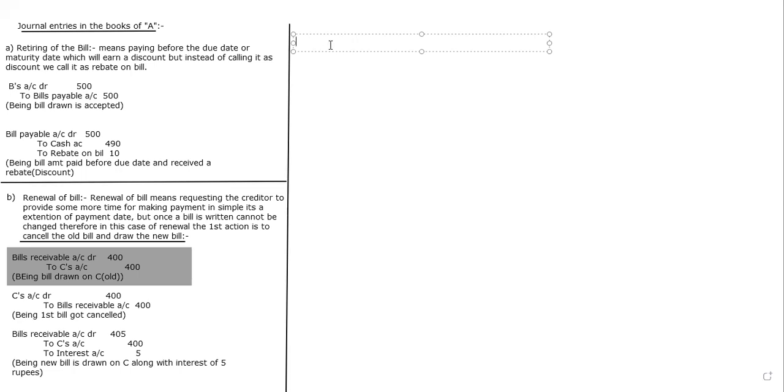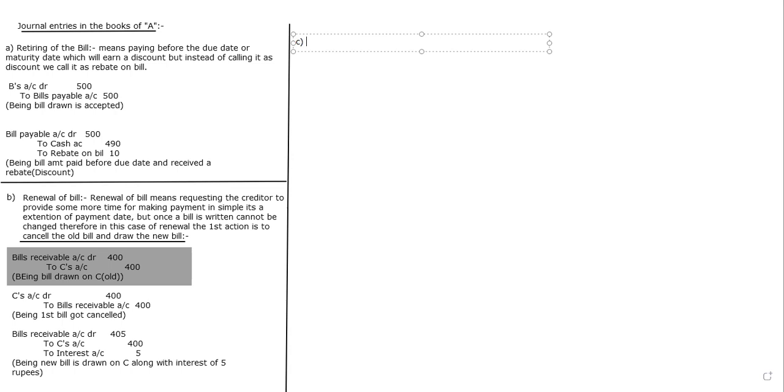That's correct. It's a payable. The question said a bill drawn by D, which means someone is drawing on me and I'm accepting it. When I'm accepting, I'm making a promise. Accepting is equal to promise, P for promise, P for payable. So now I am on the payment side. Just now in the above transaction, we saw the renewal of a bill for receivable. Now, the renewal of a bill for payable.